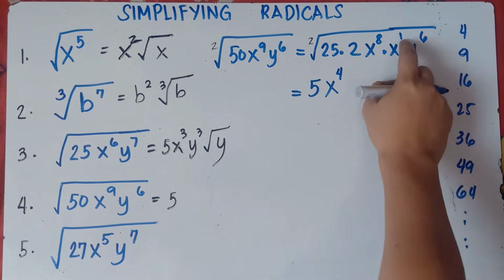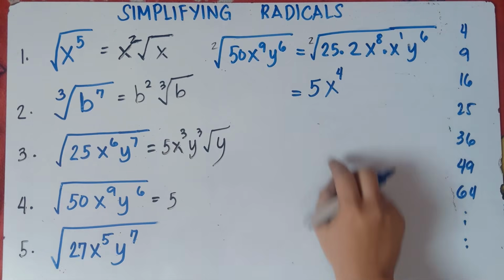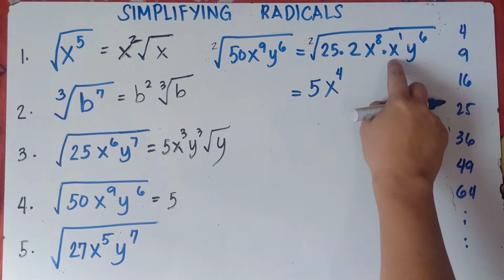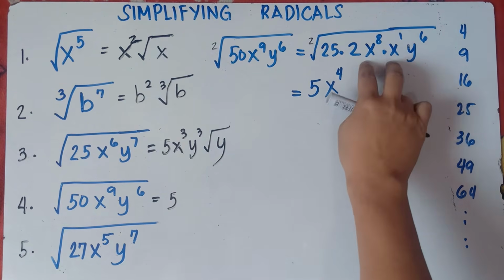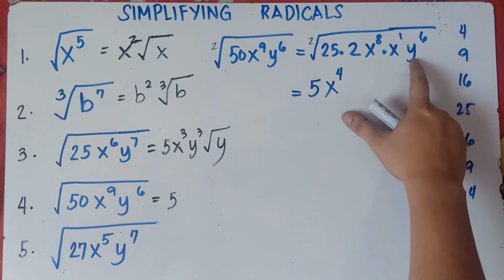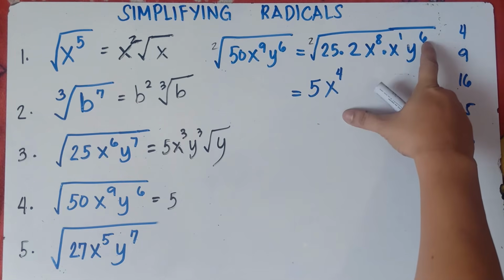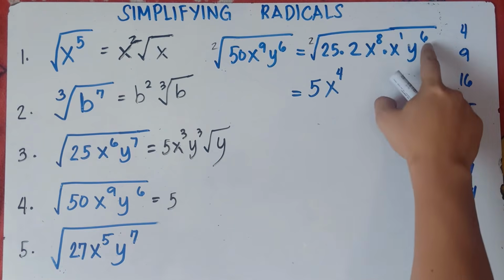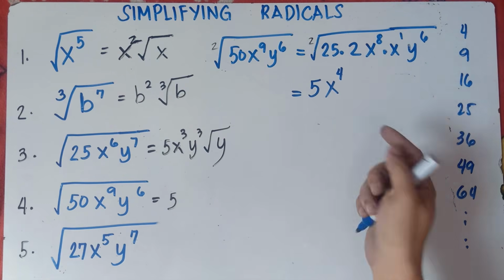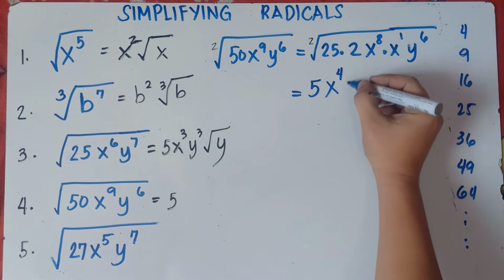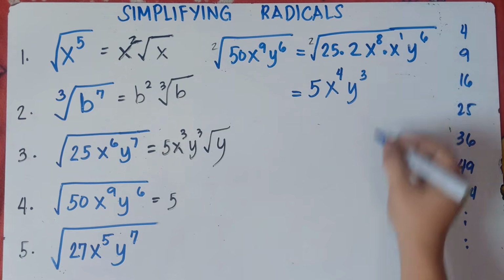How about this one? x raised to the power of 1. Can we divide 1 by 2? Nope, we cannot divide. So this x raised to the power of 1 will remain inside the radical symbol. And then this y raised to the power of 6. Can we divide 6 by 2? Yup, we can divide 6 by 2. 6 divided by 2, that is 3. So you put it outside the radical symbol. That would be y cubed.